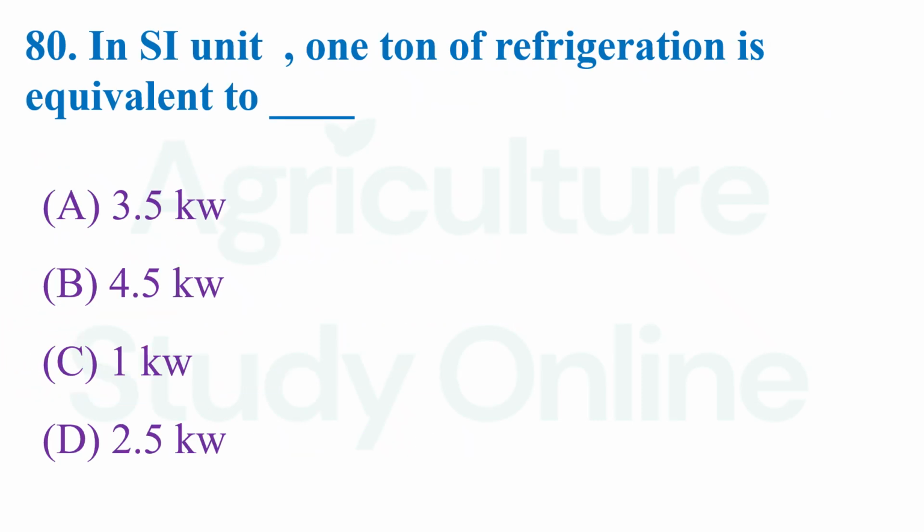Question 80. In SI unit, 1 ton of refrigeration is equivalent to. So 1 ton is basically defined as the heat removal rate to freeze 1 ton of water in 24 hours. So 1 ton is 3.1517 kilowatt. So correct option is option number A.